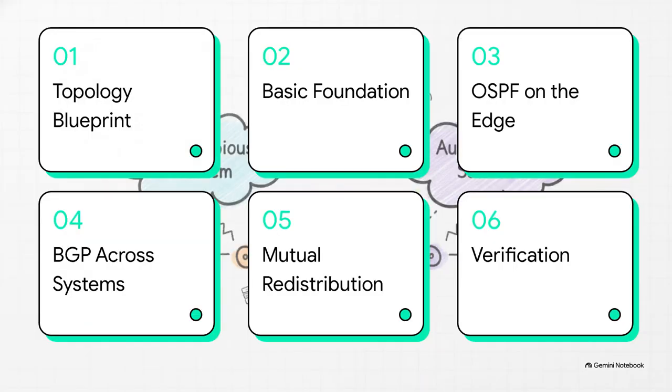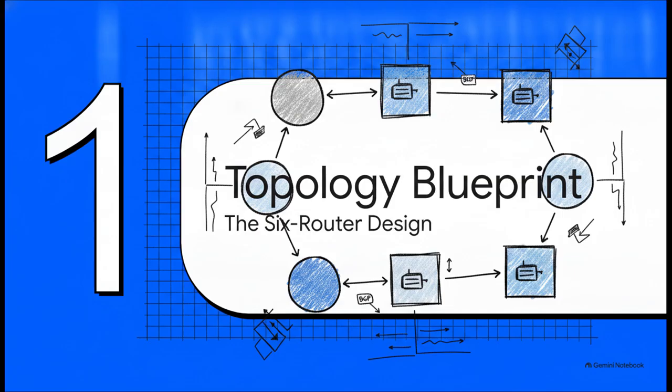To keep us on track without getting lost in the code, here's our flight plan for the build. 6 logical, bite-sized phases. We'll start with the topology blueprint, lay down our basic foundation, configure OSPF on the edge, scale it up with BGP, bridge the protocols with mutual redistribution, and finally, verify the whole shebang. All right, Phase 1. The 6-router topology blueprint. Because, as any good engineer knows, every great network starts with a solid architectural foundation.